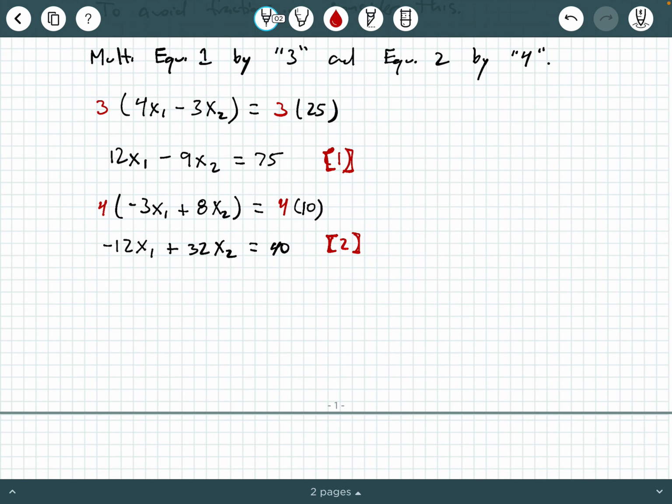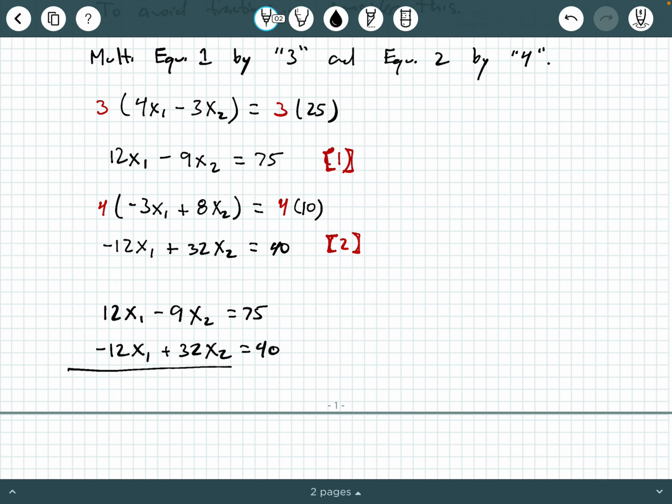So now let's stack these new versions of our equations. And this is all fine. I mean, think about it. You're multiplying an equation by a non-zero constant on both sides, so that's fine. That's all legal. We're not breaking any math laws here. So we're going to have 12x1 minus 9x2 equals 75. That's the new equation 1. And then the new equation 2, negative 12x1 plus 32x2 equals 40, okay?